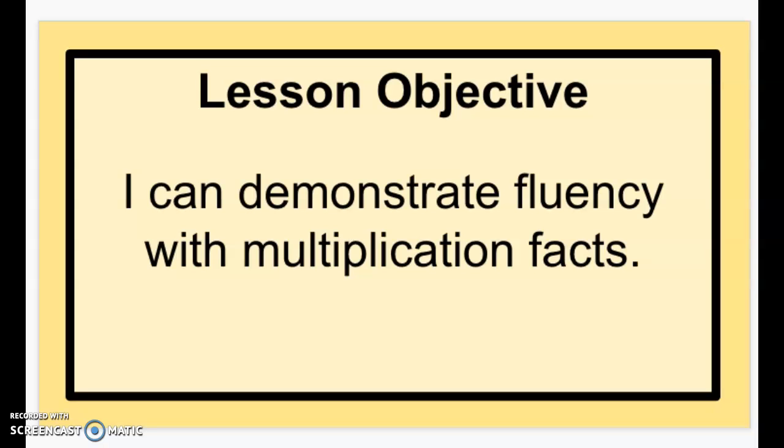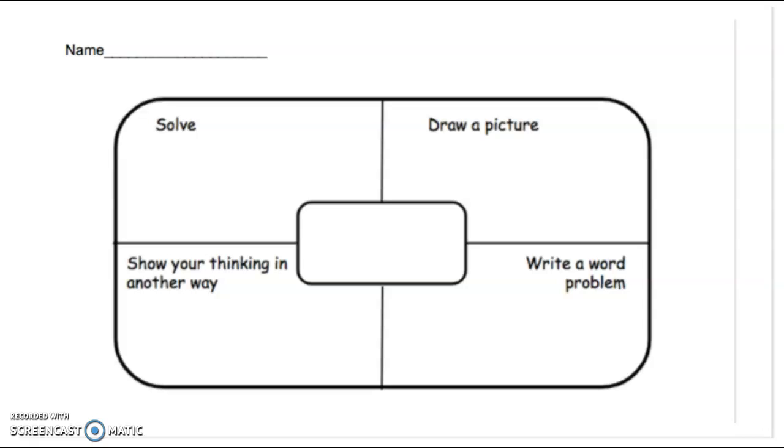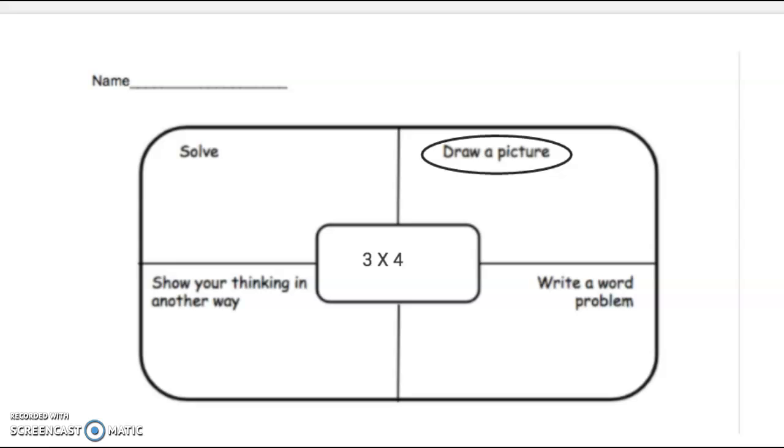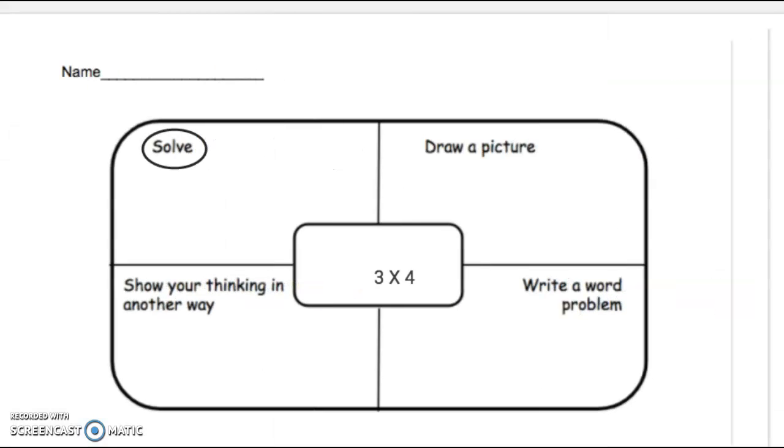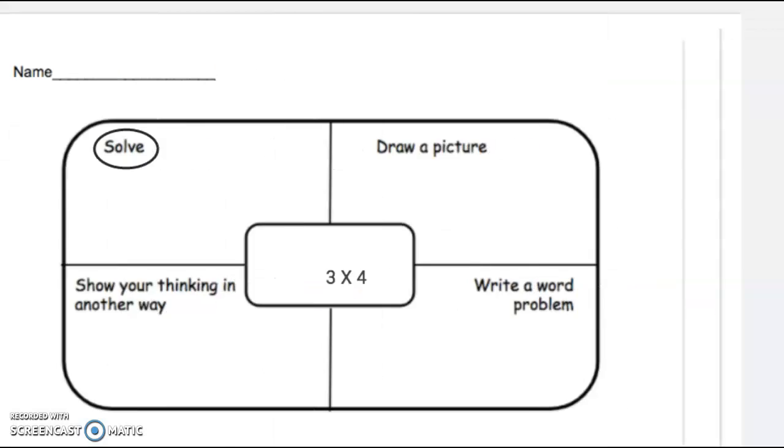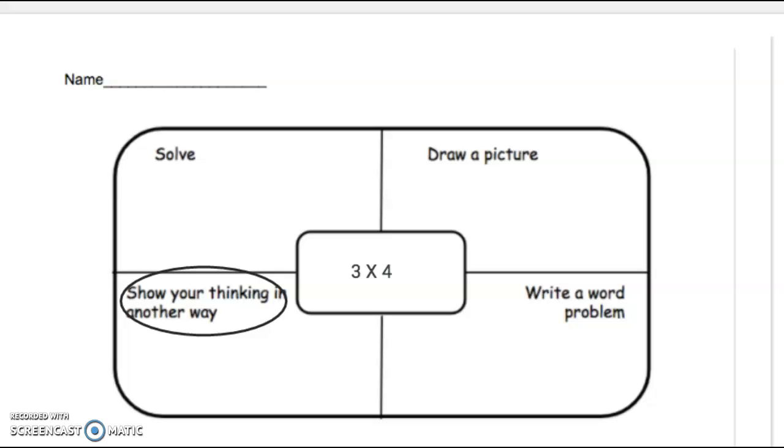Okay, the objective for this lesson is I can demonstrate fluency with multiplication facts. So one way that we can show a multiplication fact is by using a graphic organizer that has different ways of showing the same problem. So if we take a fact like 3 times 4, we can show it as drawing a picture. We can solve the problem, and we can show our thinking in another way.